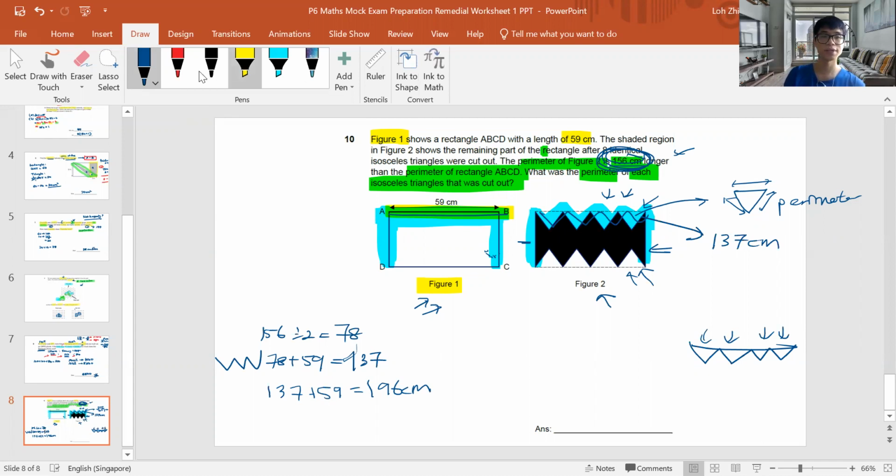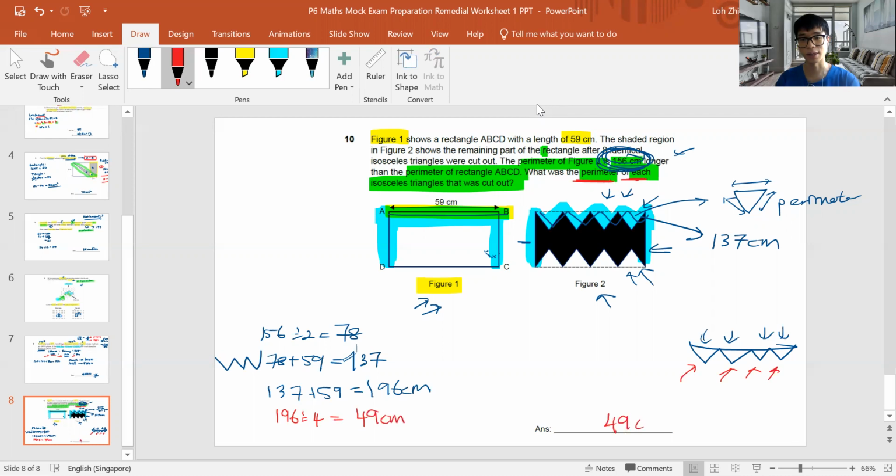Now, the question is asking to find the perimeter of each isosceles triangle. This means I only need 1. Now I found 4 here, 1, 2, 3, 4. I need only 1. So I use 196 and divide by 4. 196 divided by 4, and we found the answer is 49 cm. And that is 49 cm. And we are done with this question.